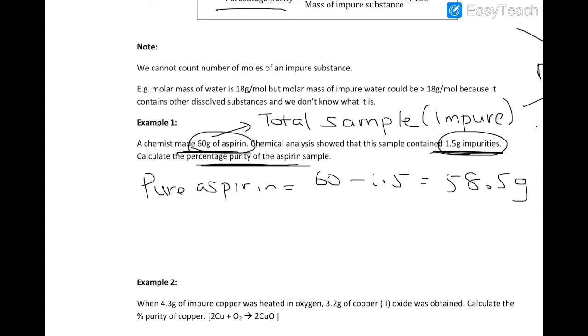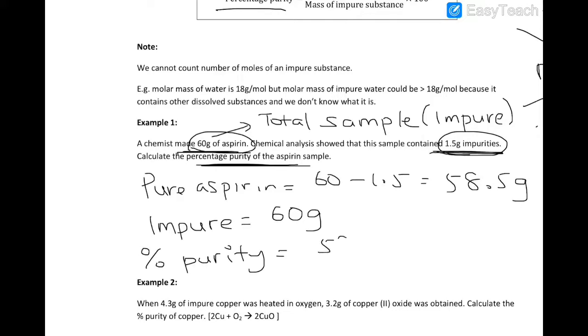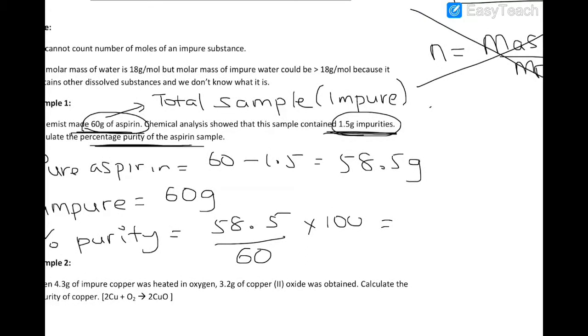And the mass of the impure substance, this is the total sample, and so the percentage purity would be the mass of pure sample over the total times 100, and that gives me a percentage of 97.5.